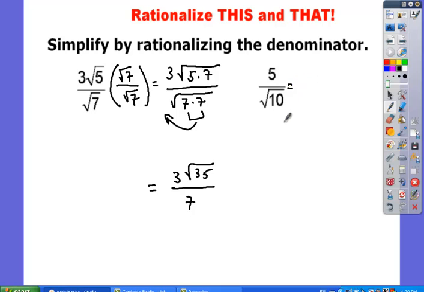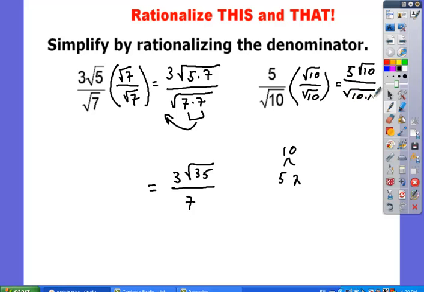And then lastly, I can reduce 10 down to 5 and 2, which doesn't get me any pairs. So what I'll need to do then is multiply this by the square root of 10 divided by the square root of 10. So I end up with 5 times the square root of 10 divided by the square root of 10 times 10, which there's my pair that I'm looking for that comes out. And so this is also equal to 5 square root of 10 divided by 10.